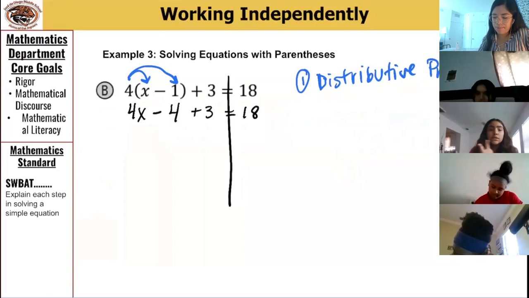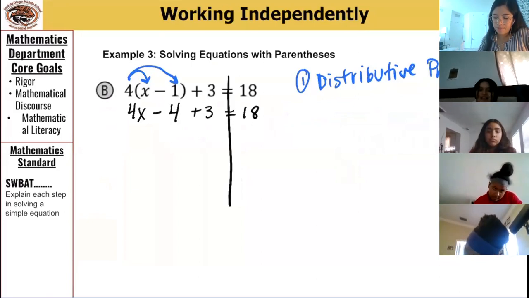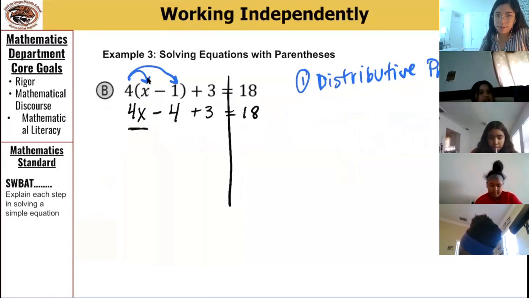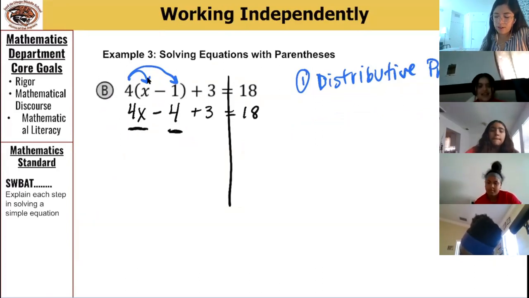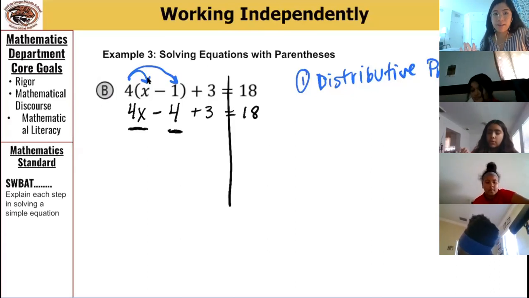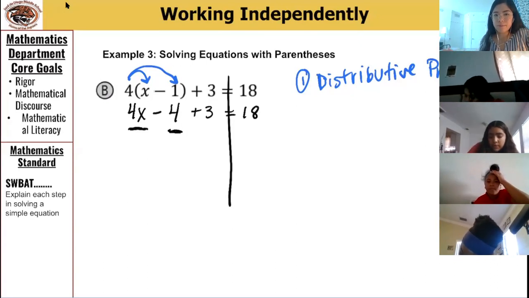Which one? Because you know how you're supposed to multiply the 4 with the parentheses inside? Isn't there supposed to be like 3 4s? No, there should only be 2 because you're doing 4 times x, that's 4x. And then you're doing 4 times negative 1, and that's negative 4. And then that's it. Okay, we don't have any other numbers in there. I had put a 1 instead of a 4. That's where I messed up.